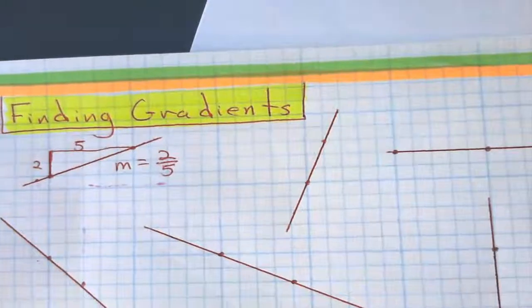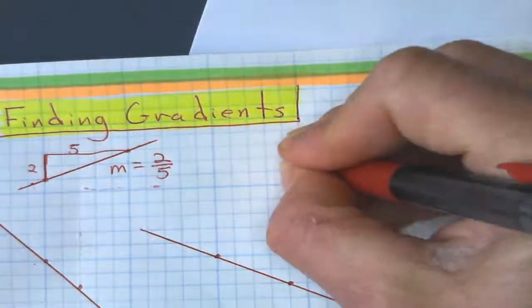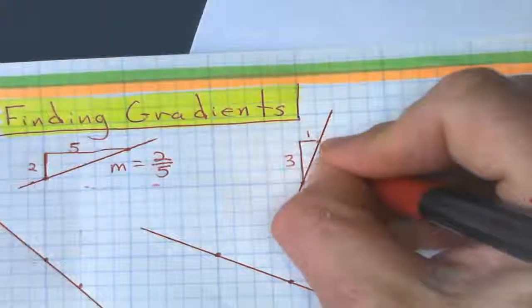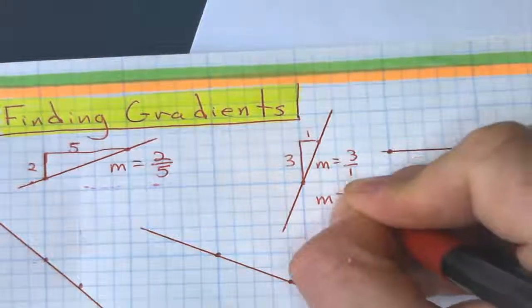And let's take this one right here. My rise is up 3 and over 1. So my gradient for that guy is going to be 3 over 1. If we want to write that as just 3, we can.